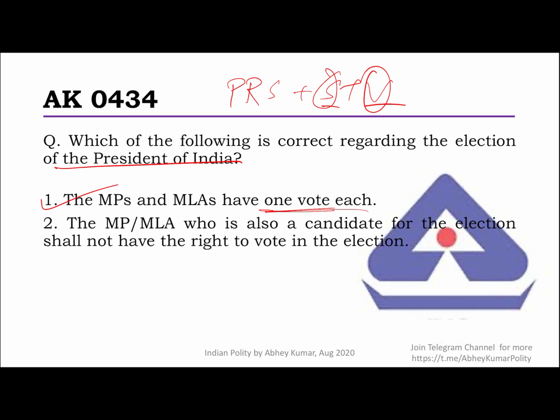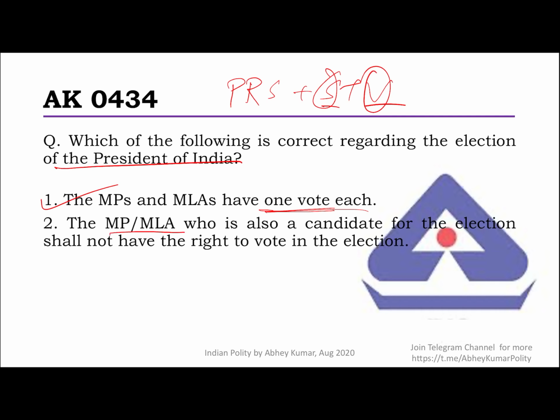See, the vote may not be counted as one vote. The value may be different. Okay, it may be in hundreds. But everyone gets only one vote. Whether you are an MP or an MLA who is part of the electoral college, you get one vote only. Okay, you cast it once, then the value may be very different.